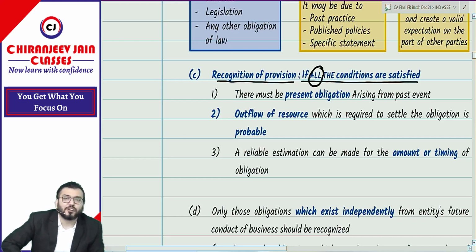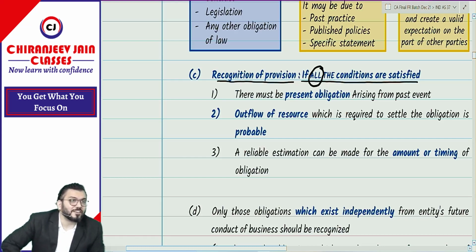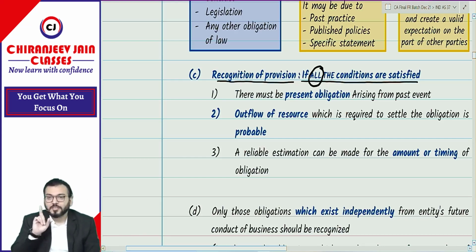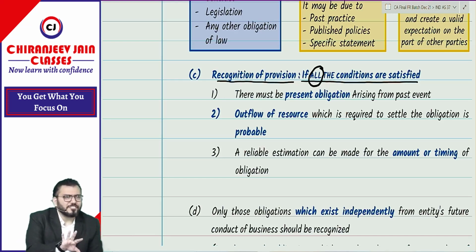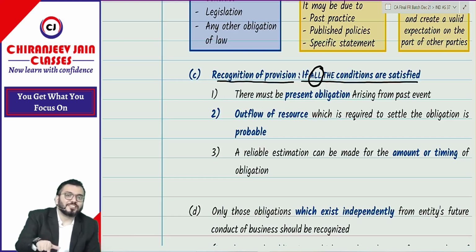What is the meaning of recognition? Recognition means record journal entry as per books of account. So when we say recognize, it means record journal entry. When we say do not recognize, then we will not pass any journal entry. Understood? Correct? For disclosure we don't pass any journal entry. Only for recognition we pass journal entry. So whenever we say recognition, it means record.